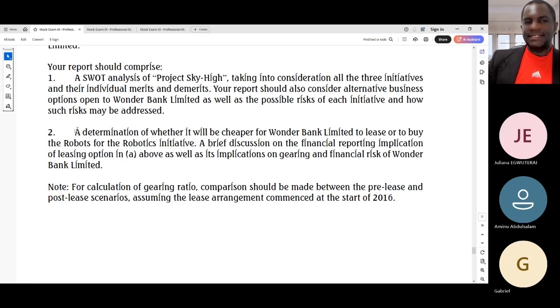the requirement 2, he said a determination of whether it will be cheaper for Wonder Bank to lease or buy. So you are talking of lease or purchase decision for the robotics initiative. A brief discussion on the financial reporting implication of leasing option in the lease or buy decision, and the implication on gearing. So you have to calculate gearing ratio and discuss the financial risk of that gearing to Wonder Bank.